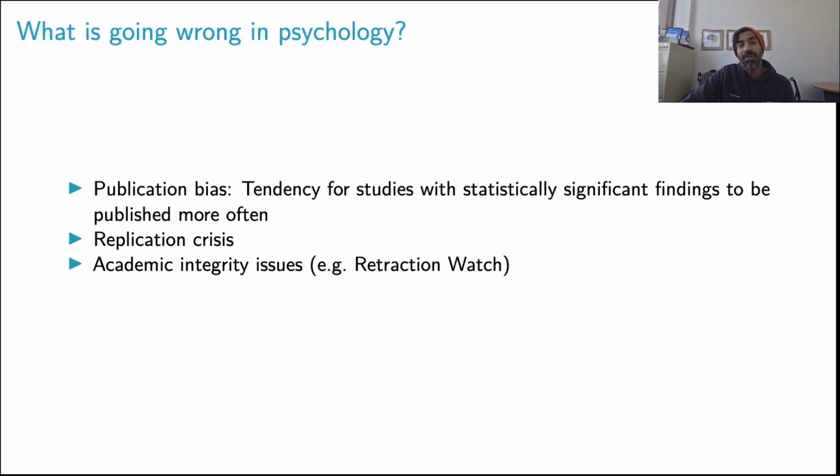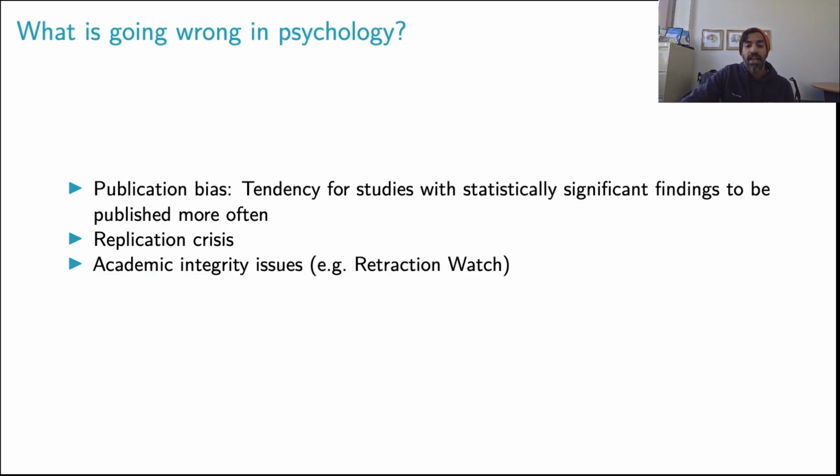And what is going wrong in psychology, or even more broadly in science? Publication bias: the tendency for studies with statistically significant findings to be published more often. Replication crises, where people are not valuing the use of replication studies, and so it's not done as much. But I showed how there are ways in which it can be done, through repeating studies but then building on those findings to add something new. And then academic integrity issues.